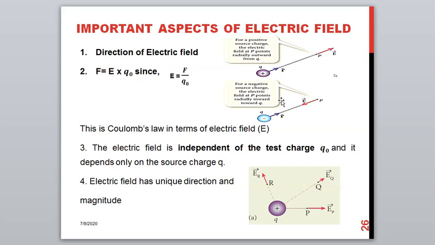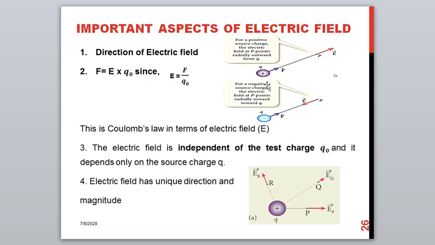In the previous video I gave the definition for the electric field. Here I am going to discuss the important aspects of electric field. As we've already said, the electric field is a vector quantity, so it will have both magnitude and direction. So the first point about the electric field is that it has a direction, and the direction of the electric field will be represented by an arrow.